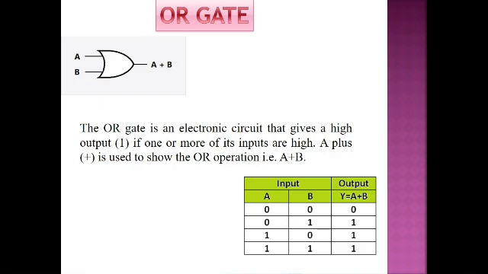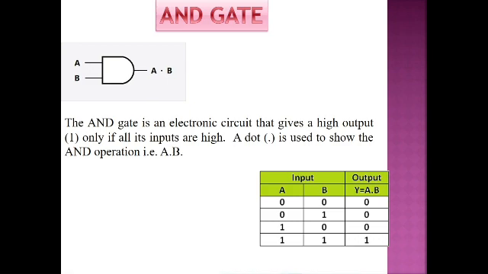The next basic gate is OR gate. The symbol can be seen in the slide. It's an electronic circuit that gives a high output, that is 1, if one or more of its inputs are high. A plus sign is used to show the OR operation. It is read as A or B. From the truth table, it can be seen that if any one of the inputs is high, the output will be high.